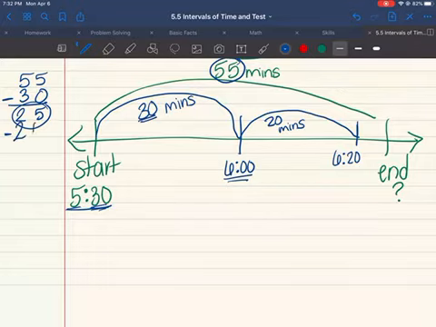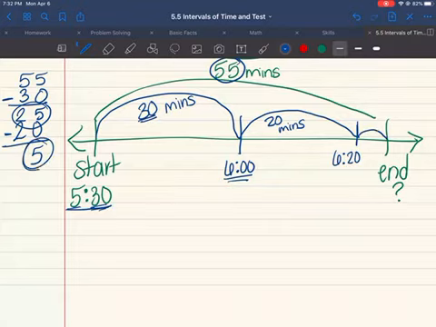Remember, we needed to jump 25 minutes. So I'm going to take away the 20 that we just jumped. So 25 minus 20 is going to be 5. I'm going to go ahead and do another jump. Remember, we were missing 5 minutes, so I'm going to make it for 5. If I'm at 6:20 and I add 5, what time would I get to? 6:25.